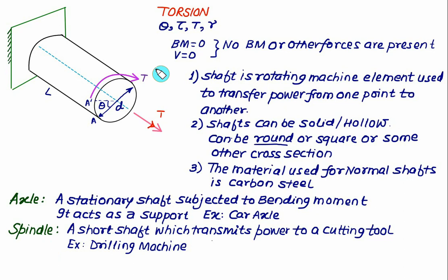But basically we are interested in torsion, where we don't have any type of bending moment or any type of shear force, that is, transverse load. What we are interested in is the value of theta, that is the rotation or twist, then the shear strain, then the shear stress distribution and the torque. So here we start the theory, that is, the torsion formula we'll discuss now.